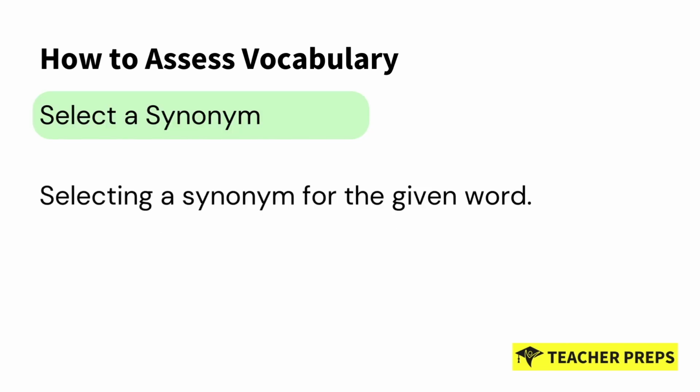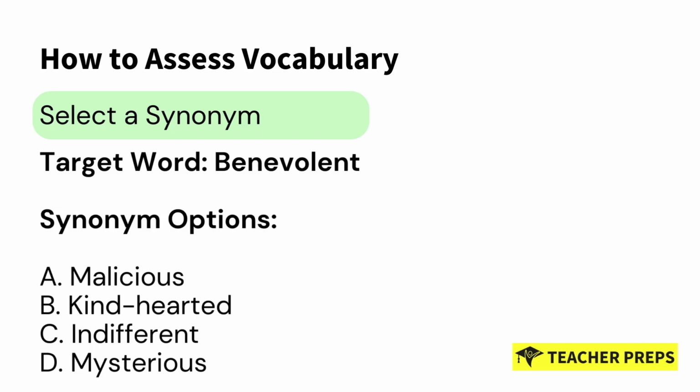Another assessment option is to select a synonym. Have our students select a synonym. This will gauge their understanding and allow us to understand what they already know. Now, we do this by asking students to select a synonym for a given word. Here's an example. The target word, benevolent. Synonyms, malicious, kind-hearted, indifferent, or mysterious. In this case, we know that the answer is kind-hearted.